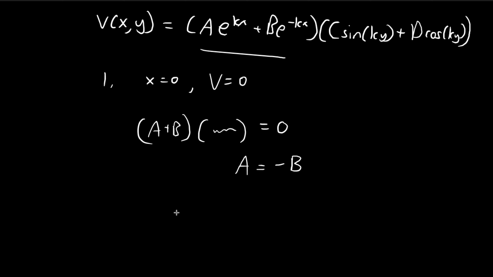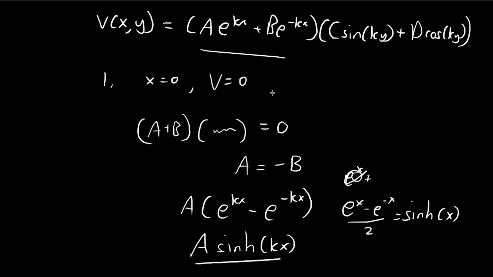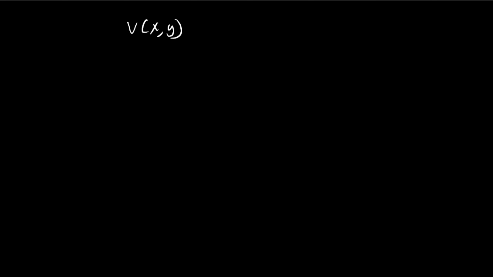So this expression here, we can actually change it into something like this. Or we can rewrite this as some constant times the hyperbolic sine function of kx, because by definition, e to the x minus e to the negative x divided by 2 is defined this way. So we can rewrite this expression here as something like this. So we've obtained our first simplification. With that boundary condition, our answer now looks something like this.